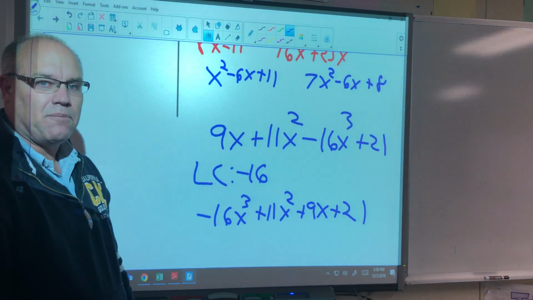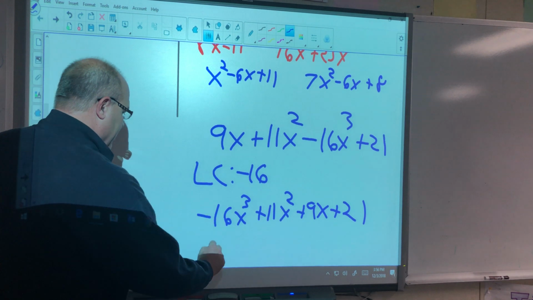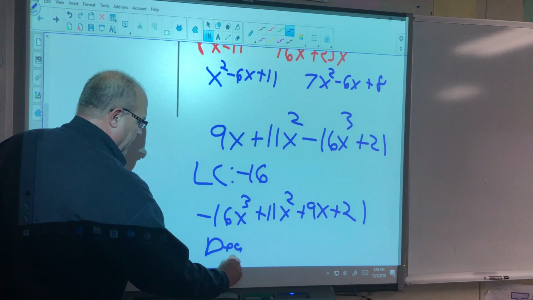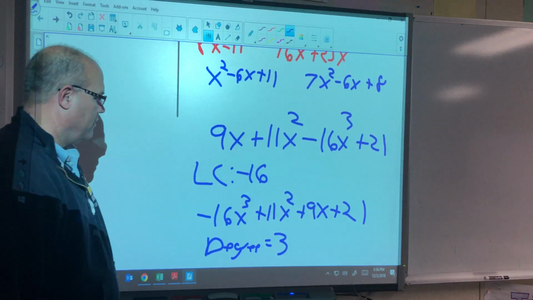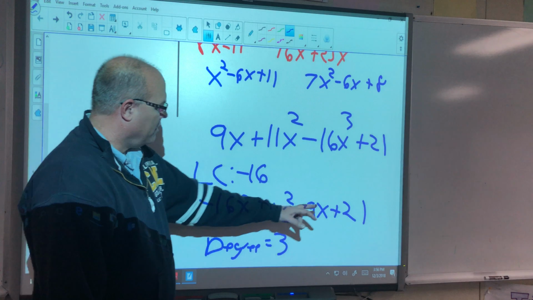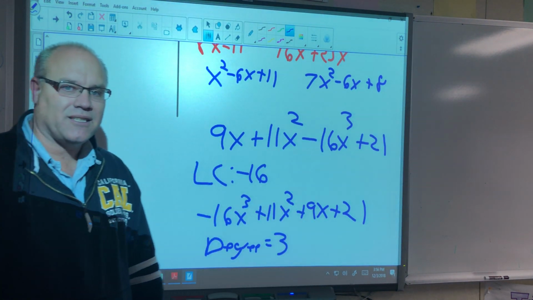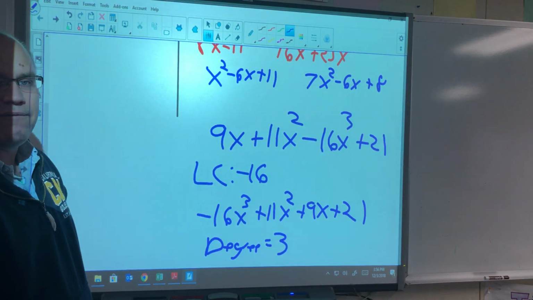The degree of the polynomial is the highest power. So the degree of this polynomial is going to be 3. So we say the degree is 3. All right, so that's 4 terms. The degree is 3. The 21, we call that the constant. Our book will also call it a coefficient.